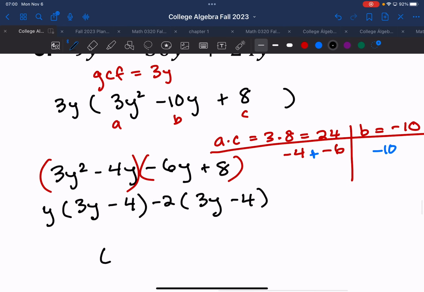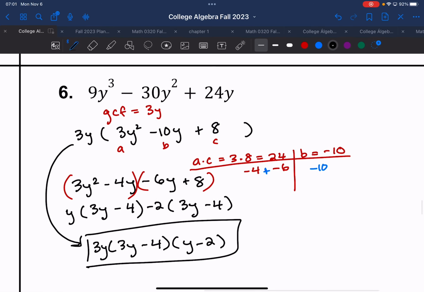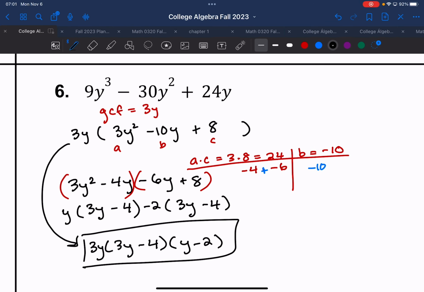So that means my answer is 3y minus 4 and y minus 2. And what do I need to bring down? That 3y, because it was my GCF. So this is my answer. Okay. Let's look at number 8. Any questions on 6 before we move on to 8?